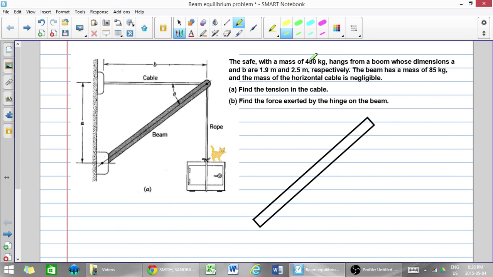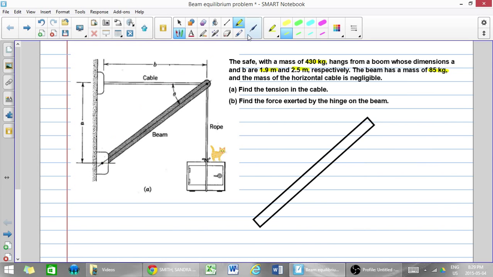So we're given some helpful information here. The safe has a mass of 430 grams. You're given the dimensions of the boom, the mass of the beam, told that the mass of this cable is negligible. We want to find out what is the tension in this cable and what is the force exerted by the hinge on the beam.